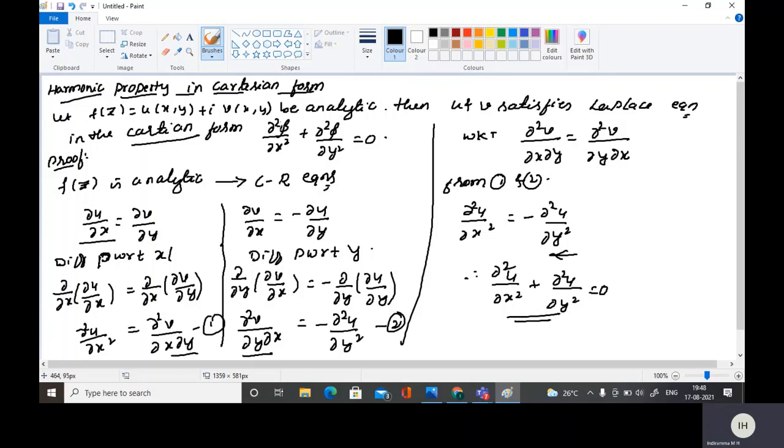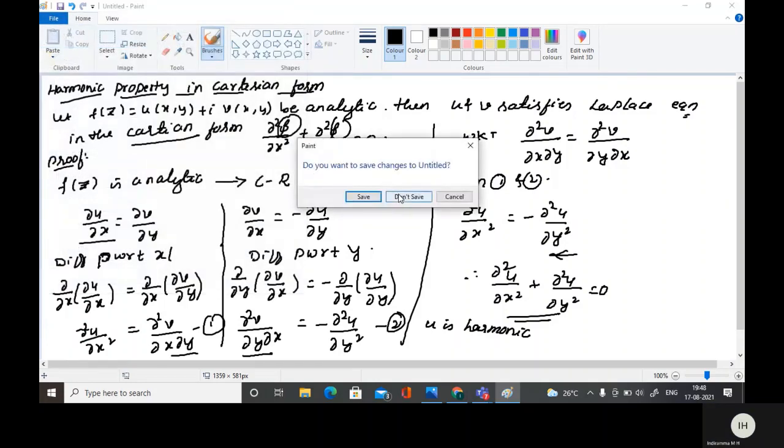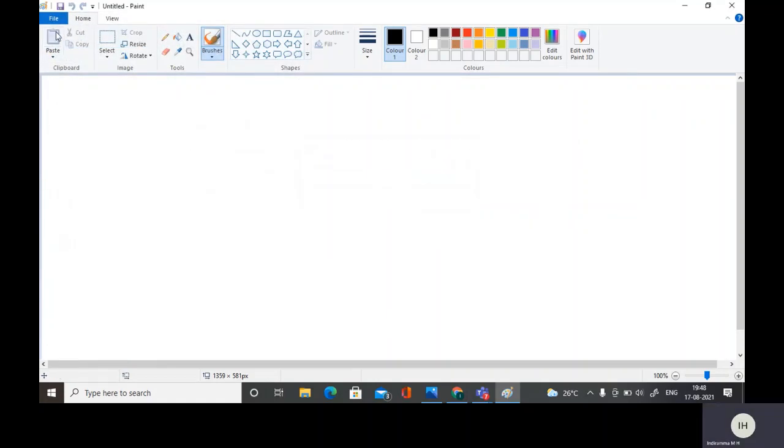See here, this is the harmonic equation, the harmonic function. Instead of phi, we have u. Similarly, we have to prove it for v also. This is for u: u is harmonic. But what we have to prove is that u and v both are harmonic. Okay, so next, I'm going to prove v is also harmonic.